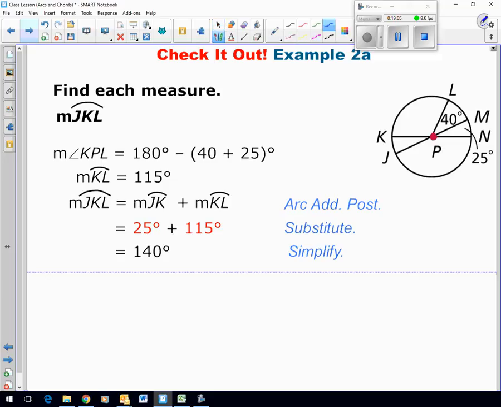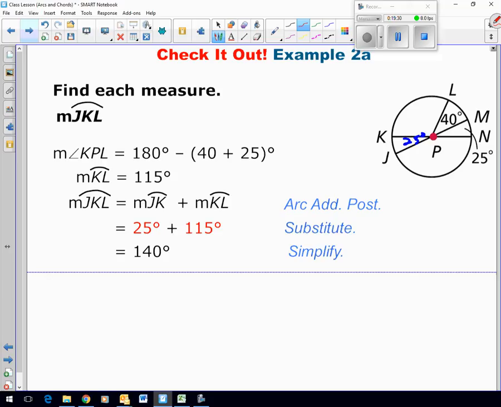Good. So that means that this is 25 degrees. Now, if you want to prove it, if you two aren't satisfied, you can. Take 180, subtract 40 and 25, and what do you get? 180 minus 40 minus 25.